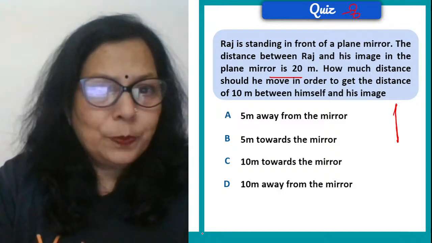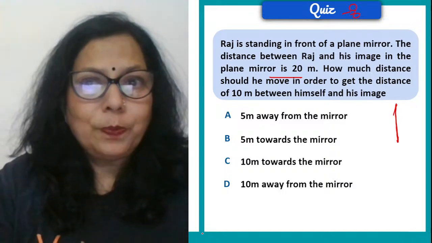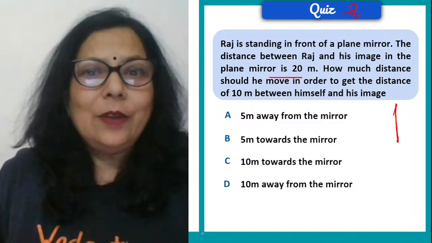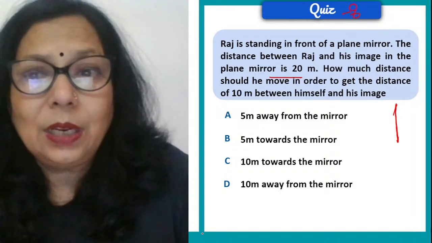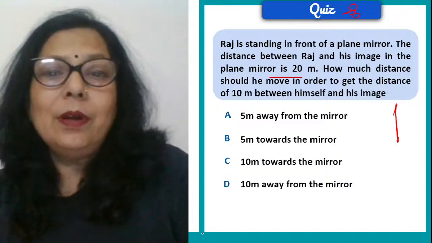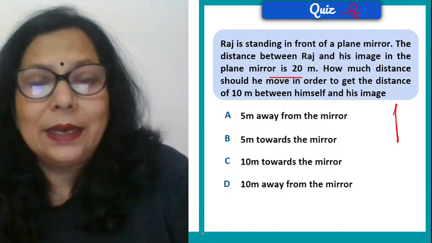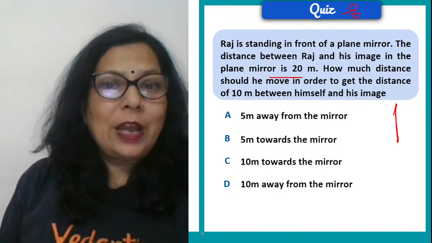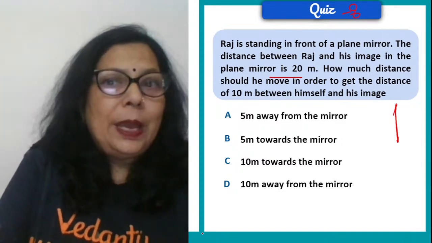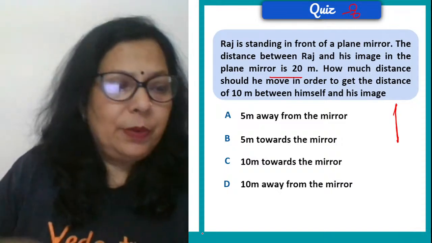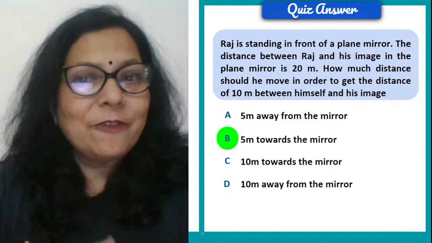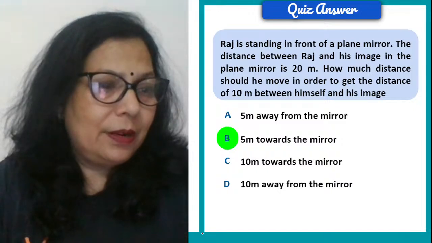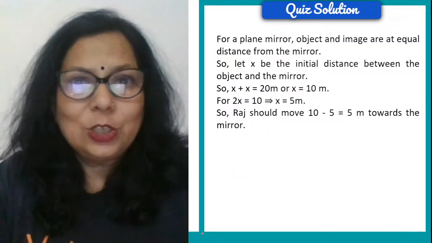Yes, your option is... he wants the distance between him and the image to be 10 meters. That means the object should be at 5 meters from the mirror. Where was he before? 10 meters from the mirror. So where does he have to go? 5 meters towards the mirror.